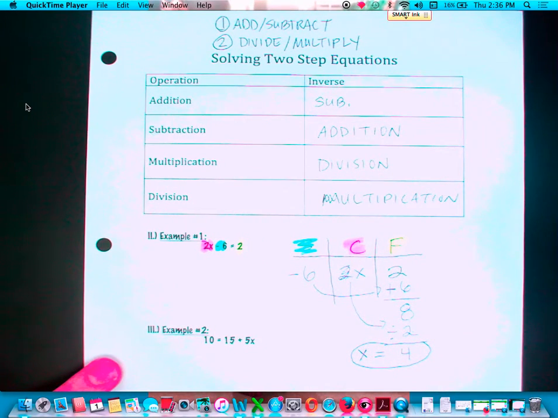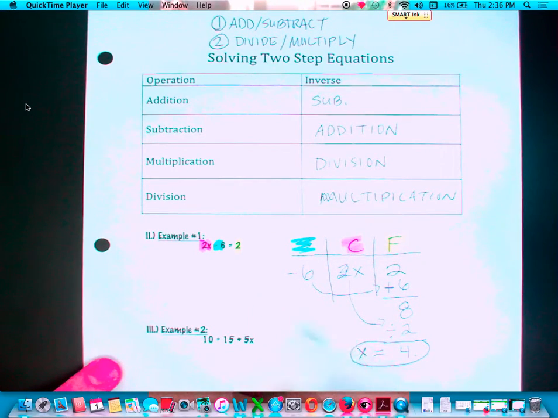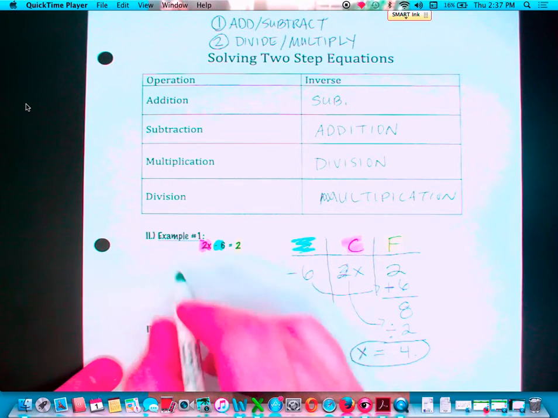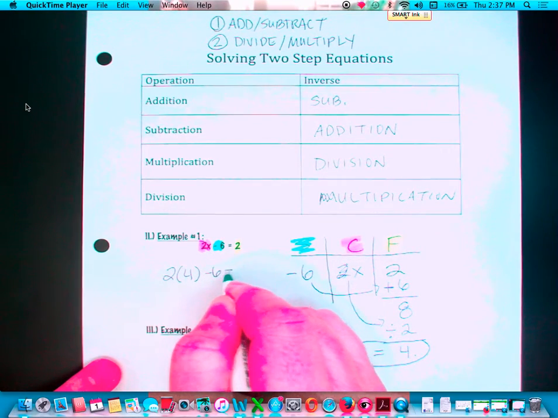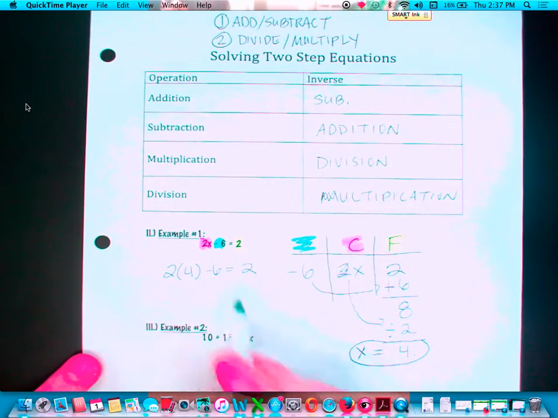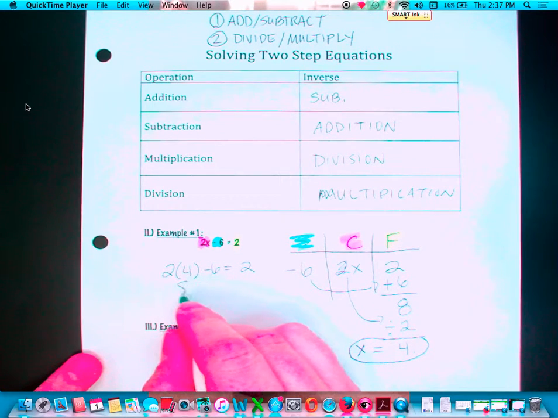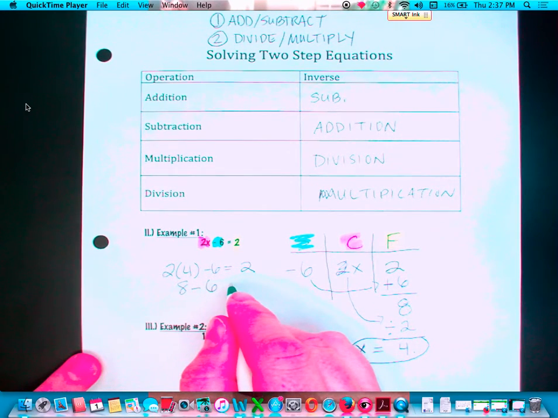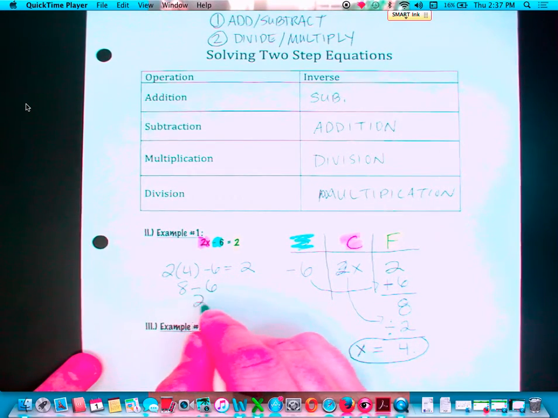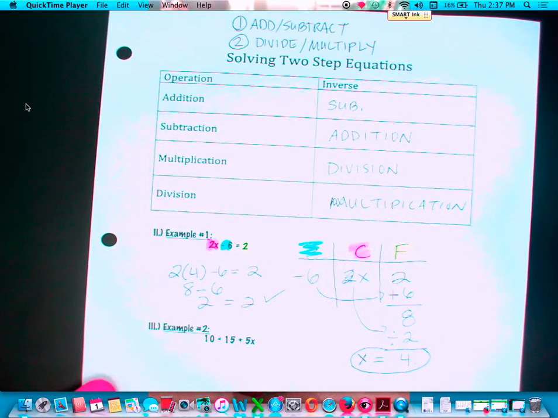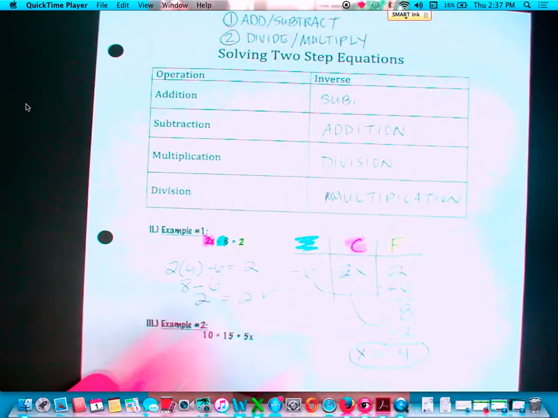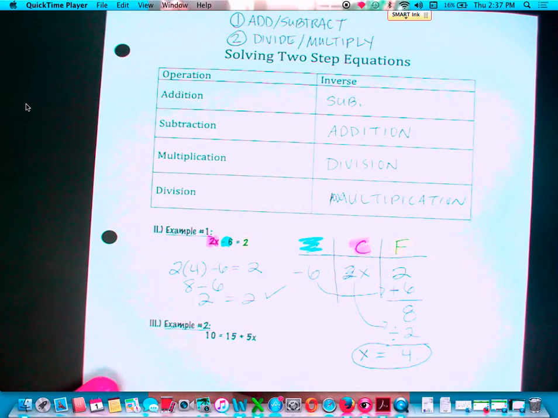I should always check it out. Let's check to see if it's correct. So I'm going to substitute the 4 in for this x, and let's see if we get the answer to be 2. So I have 2 times 4 minus 6. It should give me 2. Let's see what happens. 2 times 4 is 8. So I have 8 minus 6 now. 8 minus 6 is 2. That does equal 2, so I'm good. I've solved the problem and I've checked it. Get used to using the organizer and checking it back out to see what happens.